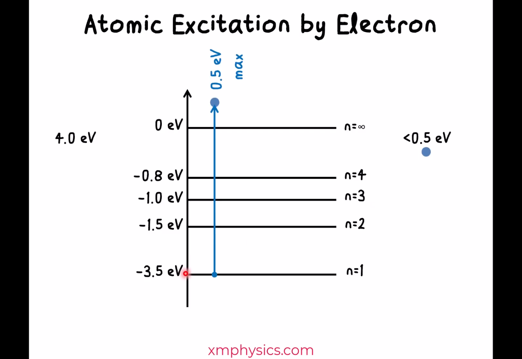The ground state energy level is also called the ionization energy. Because that's the energy required to throw an electron out of the atom, that's the energy required to ionize the atom.